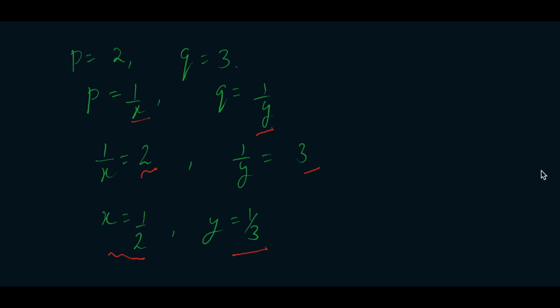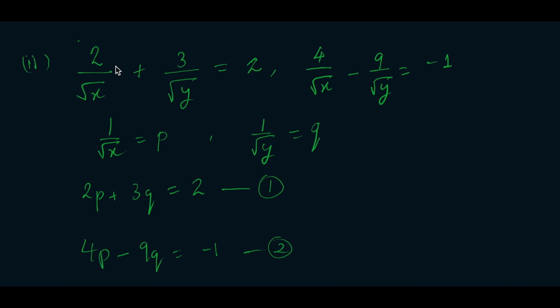Now let us see our second question. Our second question is 2 by root x plus 3 by root y equals 2 and 4 by root x minus 9 by root y equals minus 1. Now you can see that you have root x in the denominator for equation 1 and equation 2. Similarly you have root y in the denominator in both equations. So we will take 1 by root x as p and 1 by root y as q. So when we write our equation, it will become 2 multiplied by p, that is in place of 1 by root x. So it becomes 2p plus 3q equals 2.